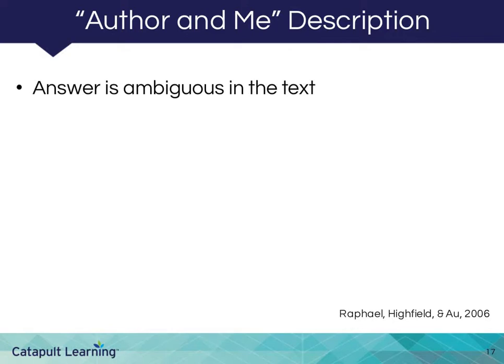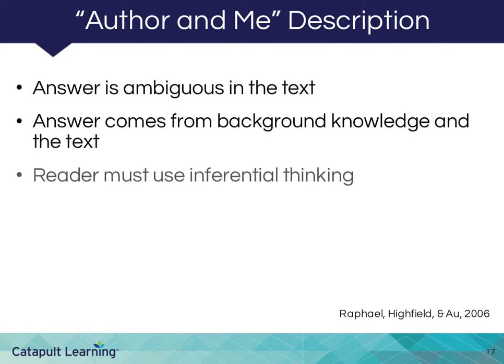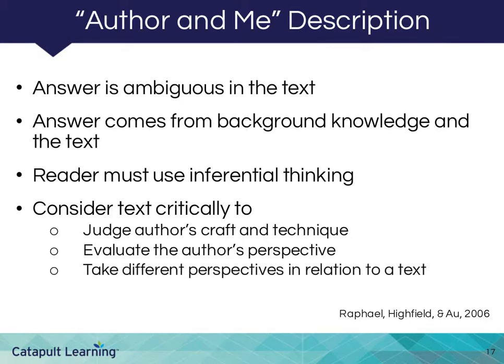Author and Me questions require students to use both background knowledge and what they've read to answer the question, as the answer is ambiguous or alluded to in the text. Students must be able to use inferential thinking to respond to the question. Author and Me questions prompt students to consider text critically to judge author's craft and technique, evaluate the author's perspective or point of view within or across texts, and take different perspectives in relation to a text.